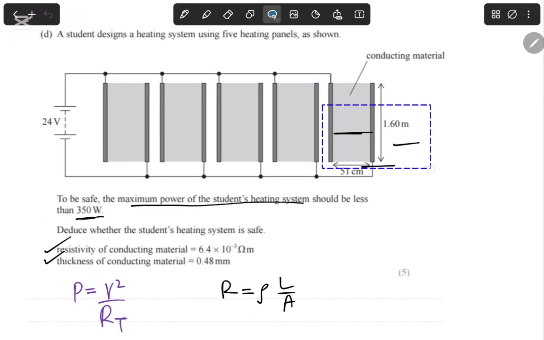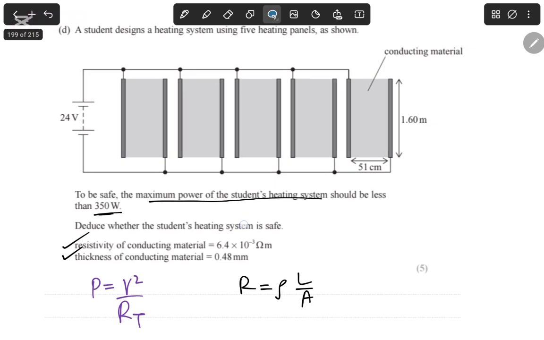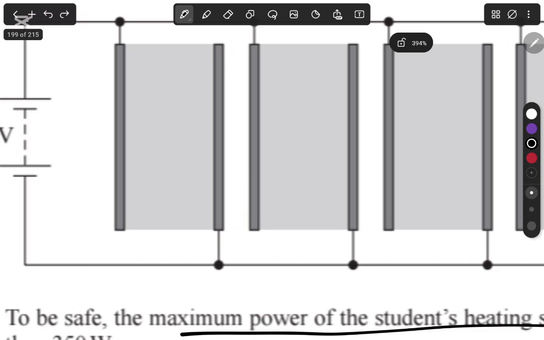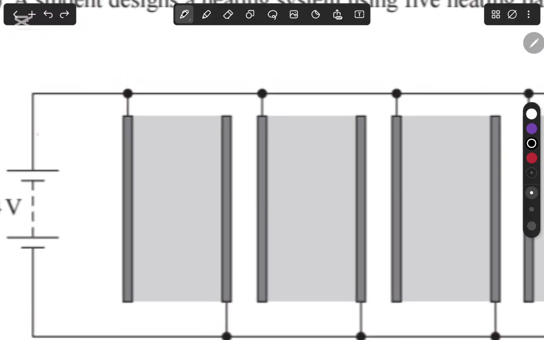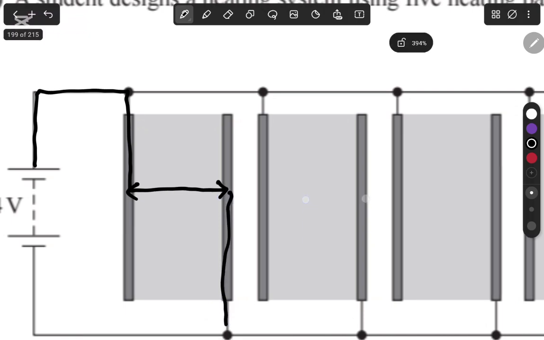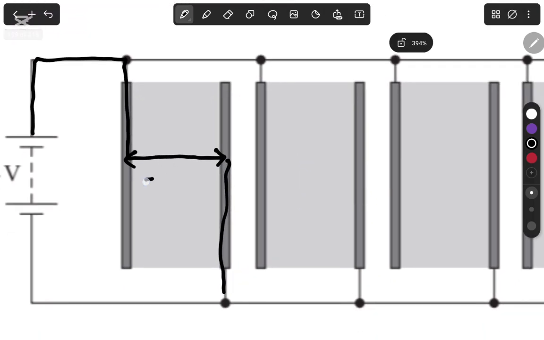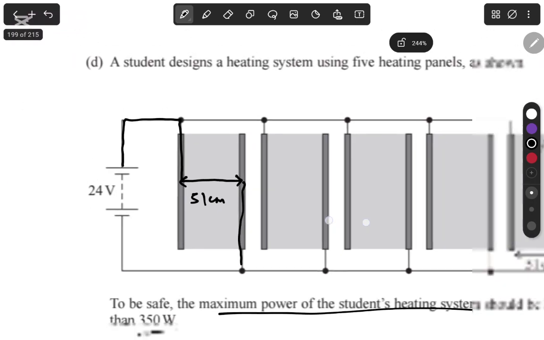How do we find the length here? So the length, is it this one or is it this one? Well, that's quite simple. All you have to understand is when the electrons, or the current, flow, it's going to move like this, and like this. So this is the length they travel, and then they go back again. This is the length that they're going to travel, 51 centimeter.